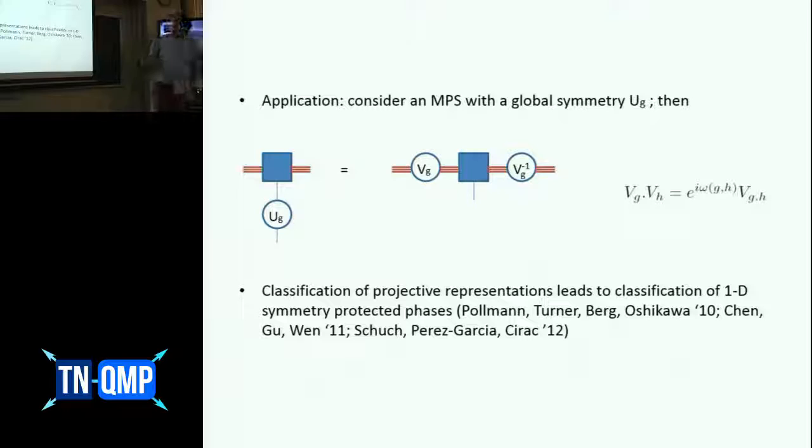This is exactly the tool that you need to classify the 1D symmetry protected phases, like explained by Frank, and of course I think many of the people are actually in the audience here. But that was also formalized by Chen, Gu and Wen, and then Norbert, David and Ignacio and actually many other people.